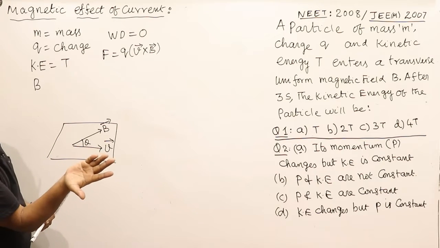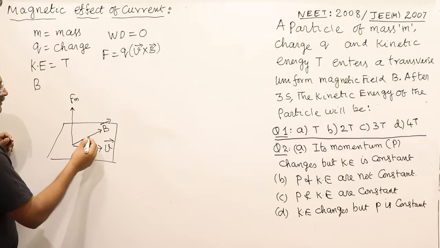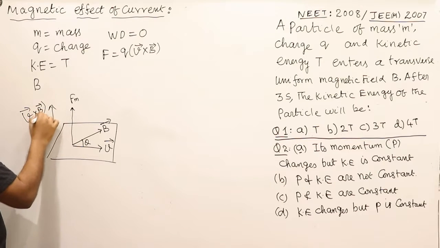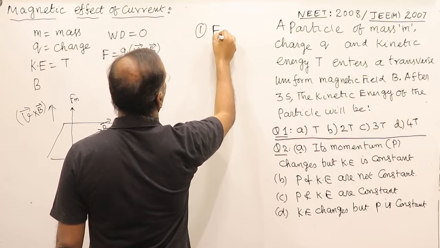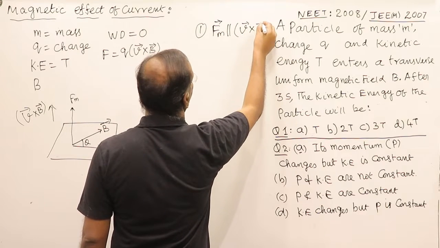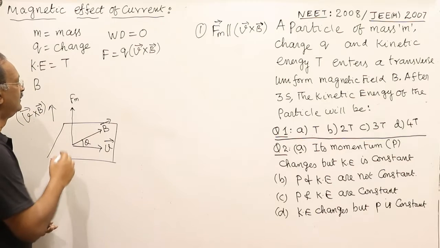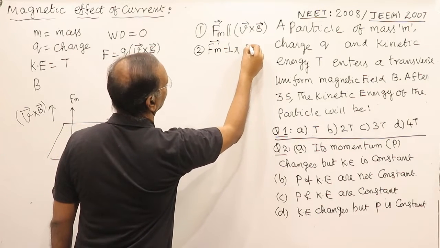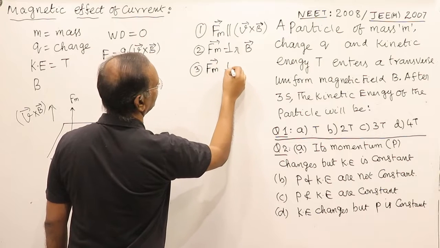If we turn it like this, this will be the direction of V cross B, the cross product of vectors V and B. First point, already discussed: the magnetic force F is parallel to V cross B. Second point, Fm is perpendicular to the magnetic field vector B.